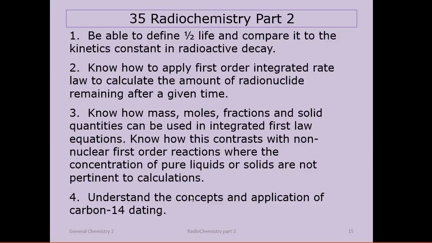So I hope this has helped you understand some of the calculations for the kinetics of radioactive decay.